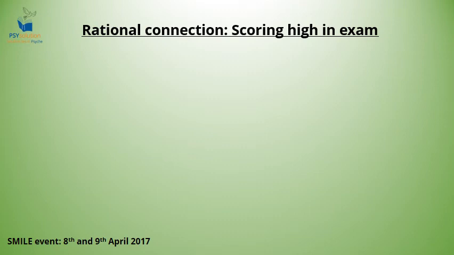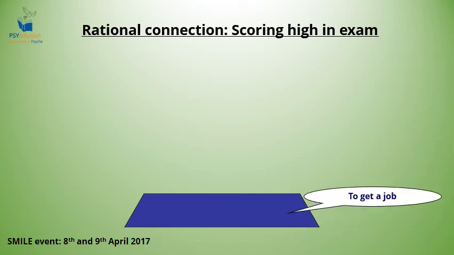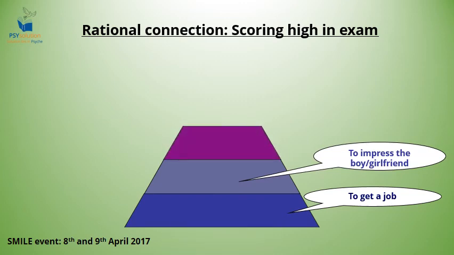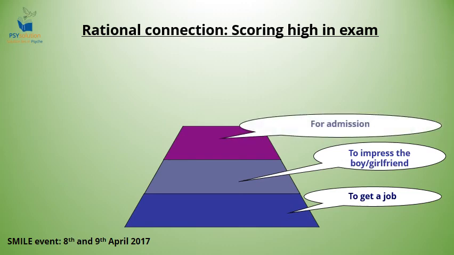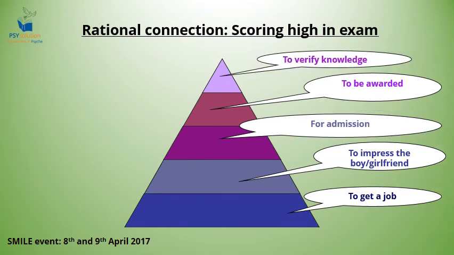Now, this pyramid will illustrate that example. So, the rational connection of scoring high in the exam. The lower part of the pyramid shows the first student who wants to get a job by scoring high in the exam. The second is to impress a boyfriend or girlfriend. The third trapezium of the pyramid is the reason for admission. The fourth is to be awarded. And the fifth is to verify the knowledge.